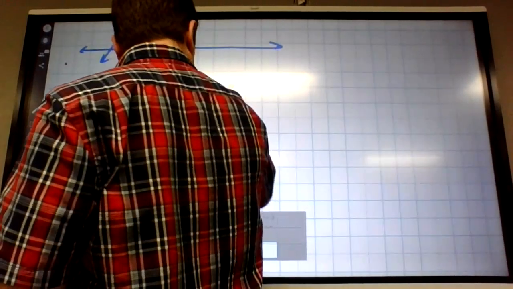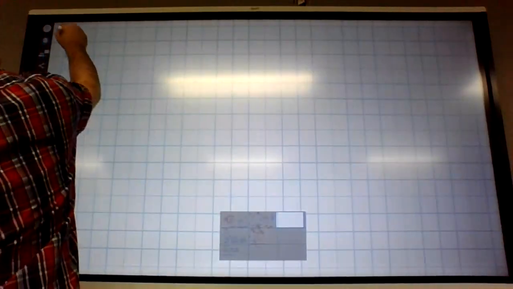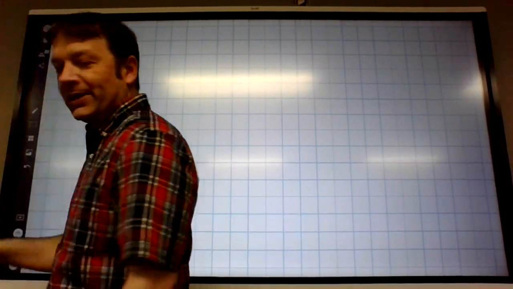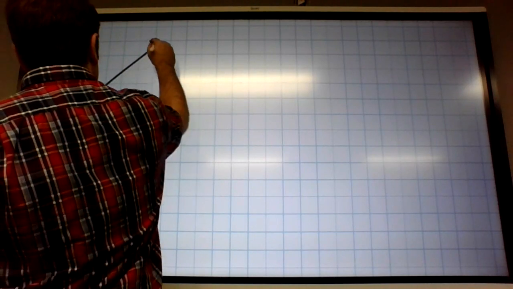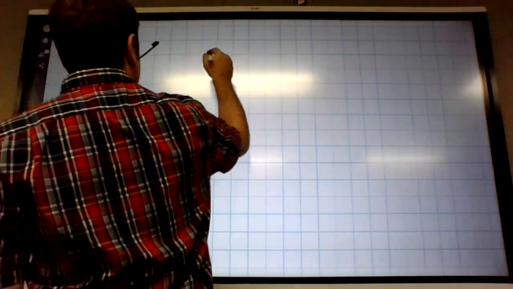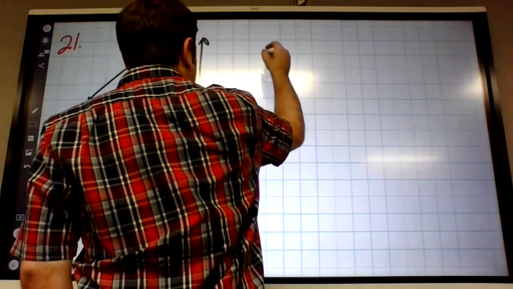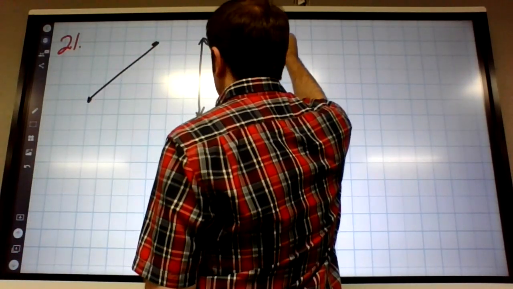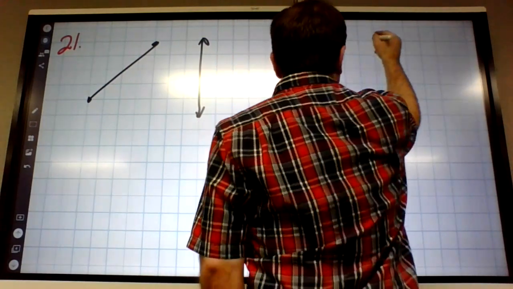Okay, let's do the last one for today, number 21. This one is a bit of a mess, so sorry about that. You need to draw all those black lines. Don't worry about making it perfect, just make it kind of neat. I will just show you.